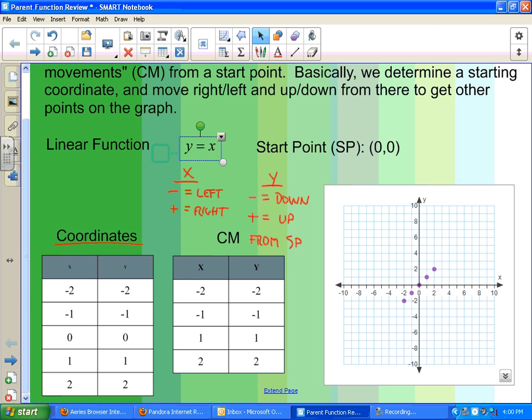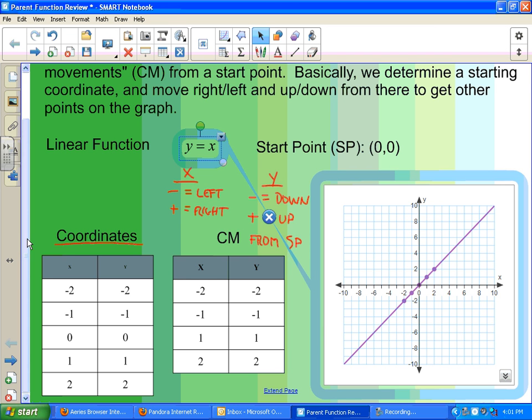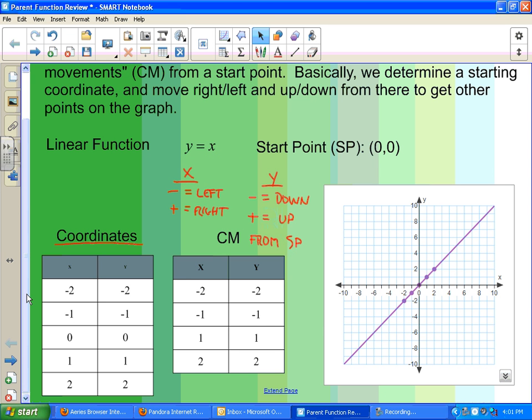So here's the graph that we get. Linear function. Those are the points that we go through. And there's our first parent function. So now if I were to take this graph and add, let's say, 4 to this equation, y equals x plus 4, what that does is it gives me a new start point of 0, 4. And from that start point, I would still apply these critical movements. Left 2, down 2, left 1, down 1, and so on.